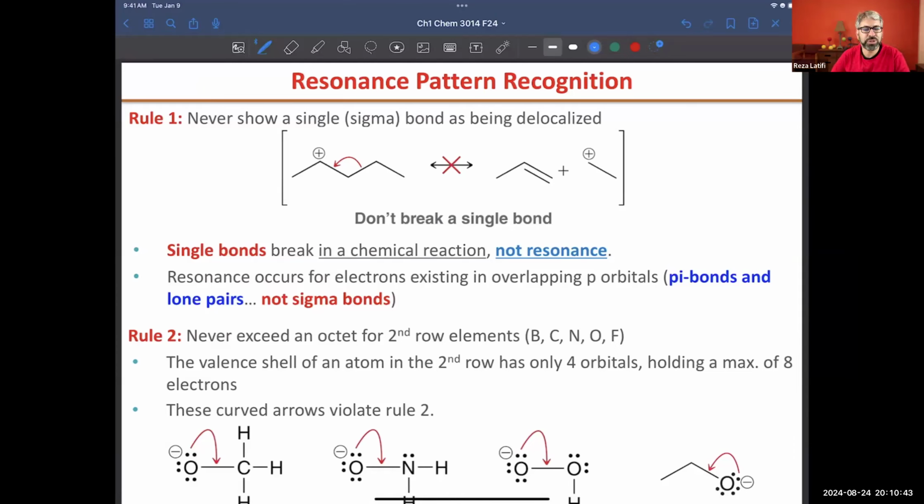Welcome back to another lecture. I'm going to continue talking about resonance structures.